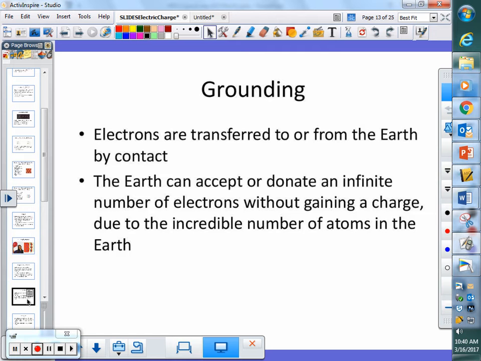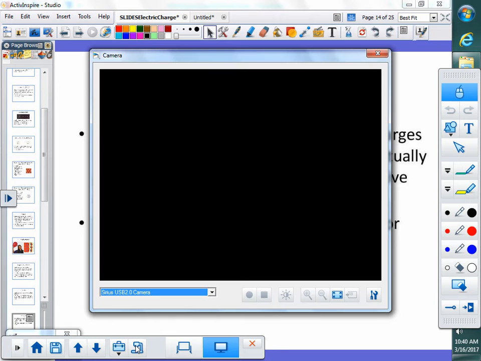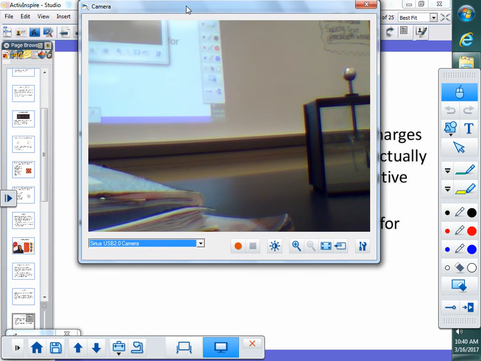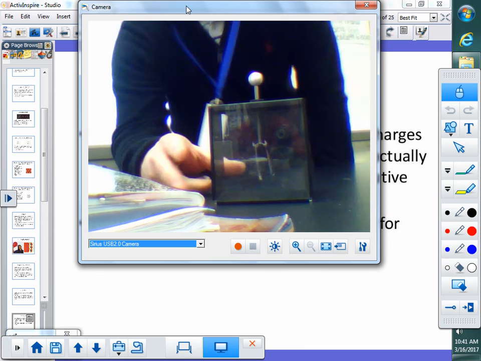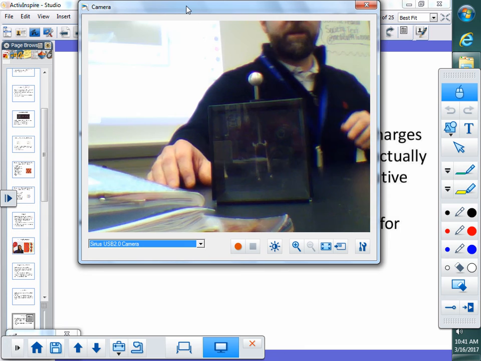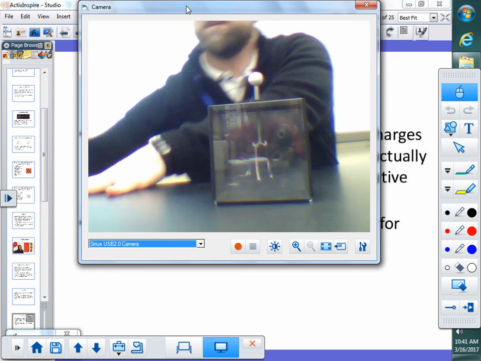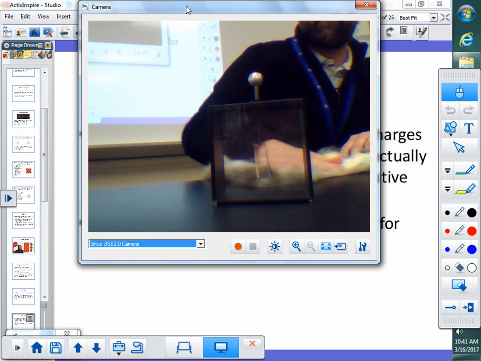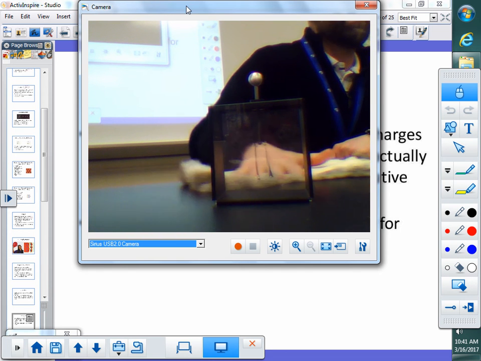A third type of charging we call charging by induction. And to demonstrate that, I'm going to take us back to the camera. And let's take a look at the electroscope again. Okay? So in case you don't remember the electroscope, let me get this stuff out of the way so you can see a little better. Rabbit fur, I'm rubbing it on the table behind the electroscope. Charging by friction, right?